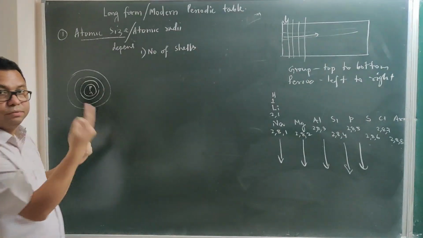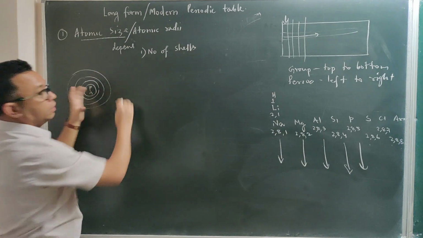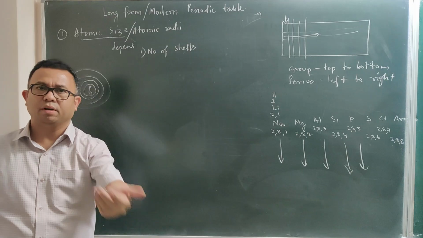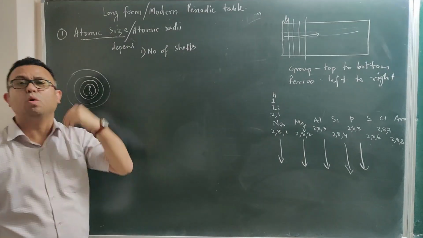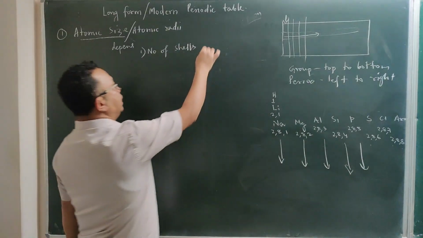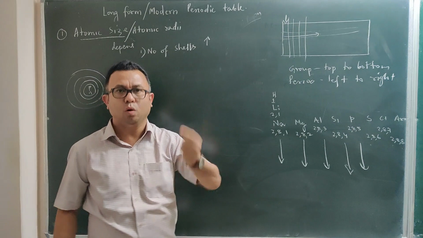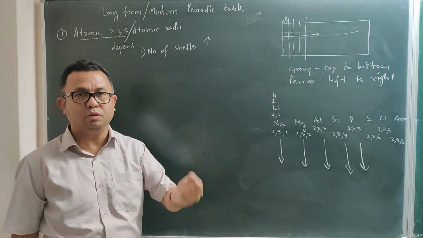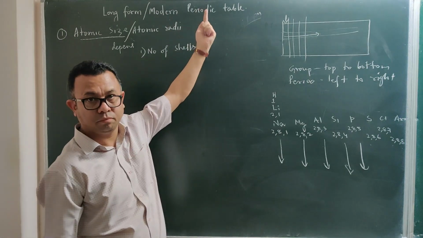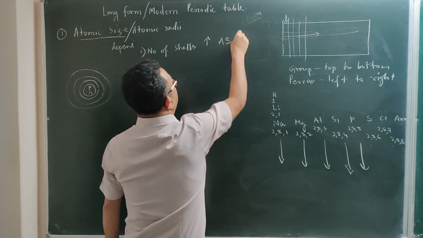Now, here it is very easy. If the number of shells increases, the size of the atom becomes bigger and bigger. If the number of shells increases, size also increases. Let me represent it in the form of an arrow. You don't need to write the arrow, as a shortcut I'm using the arrow sign. If the number of shells is increasing, then our atomic size also will increase.